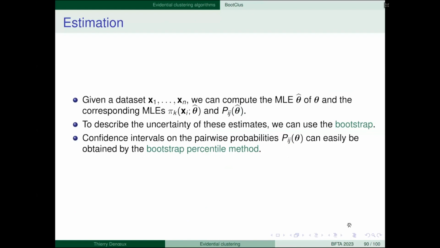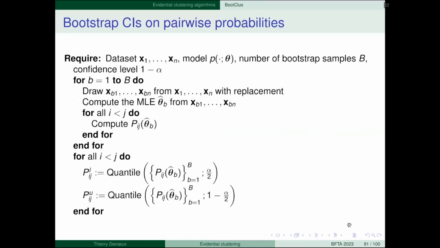So this is the algorithm, and we choose a number of bootstrap samples. For each bootstrap sample, we sample from the data with replacement. We estimate the parameters of the model. We compute the pairwise probabilities for each pair of objects, and then we compute the quantiles to get the bounds of the confidence interval for each pair of objects.